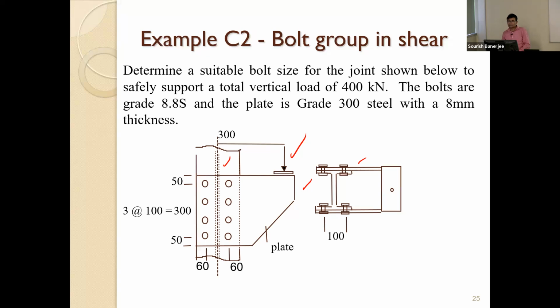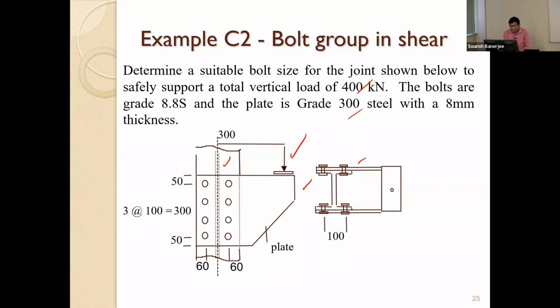What we have said is: determine a suitable bolt size for the joint shown below to safely support a vertical load of 400 kilonewton. Bolts are of this grade and the plate is this grade with 8 millimeter thickness. Now, the important thing is to understand what is happening there. If this load is applied here, ultimately this connection has to transfer the load to the flange of the column. It's a kind of bracket, and many times we also call it a corbel type connection.